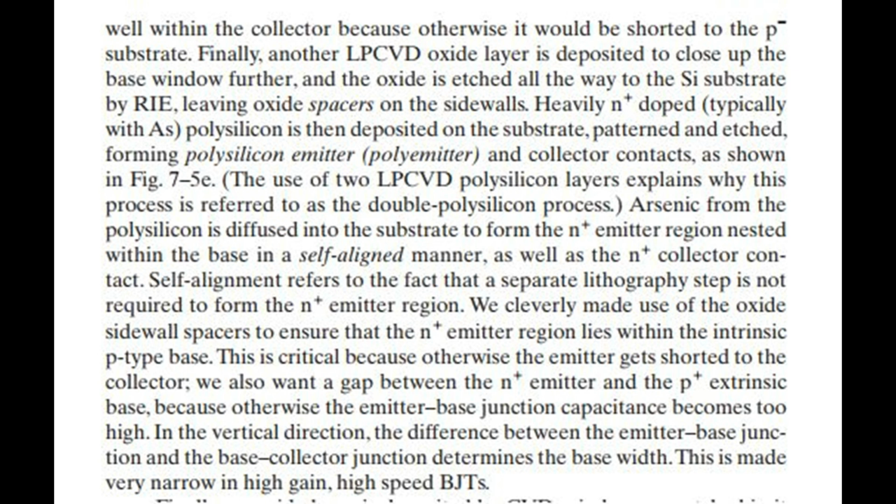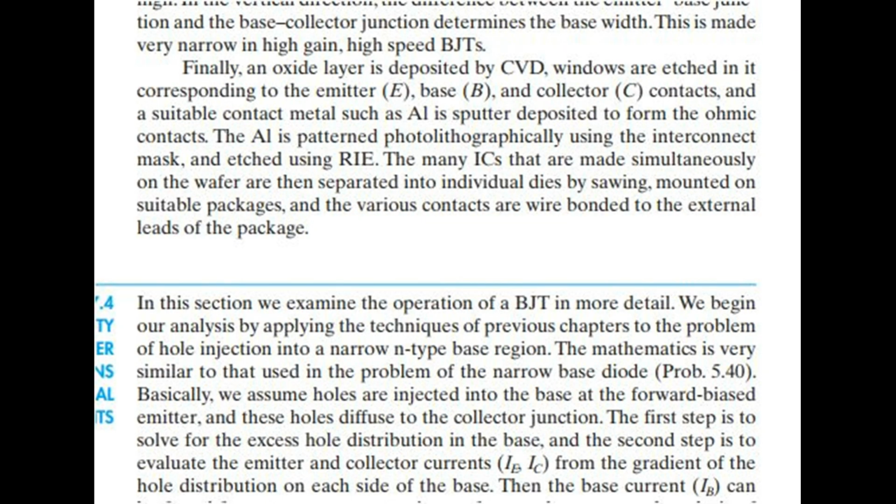We also want a gap between the N+ emitter and the P+ extrinsic base, because otherwise the emitter base junction capacitance becomes too high. In the vertical direction, the difference between the emitter base junction and the base collector junction determines the base width. This is made very narrow in high gain, high speed BJTs.